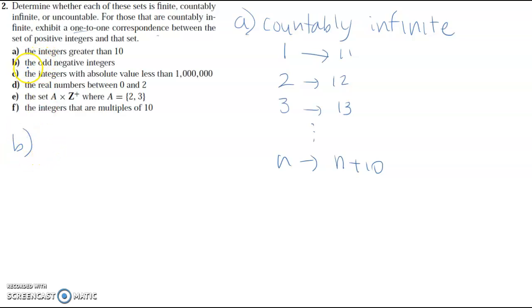Alright, let's take a look at part B, the odd negative integers. So the set will be -1, -3, -5, and so on. As you guys can guess, this is pretty similar to the first one, which is that this is going to be countably infinite as well.